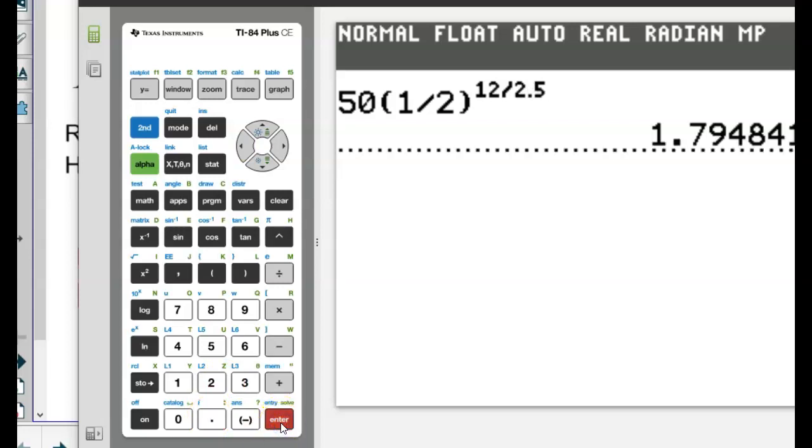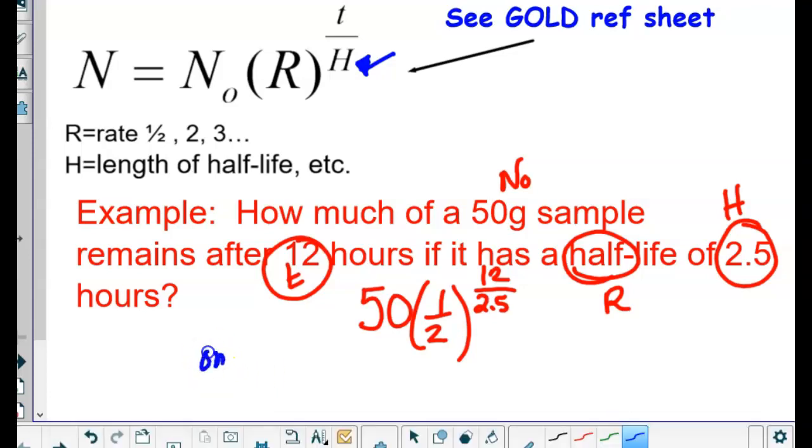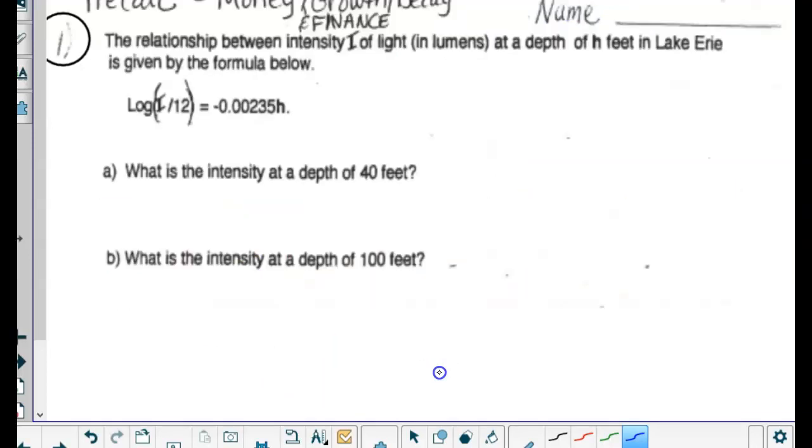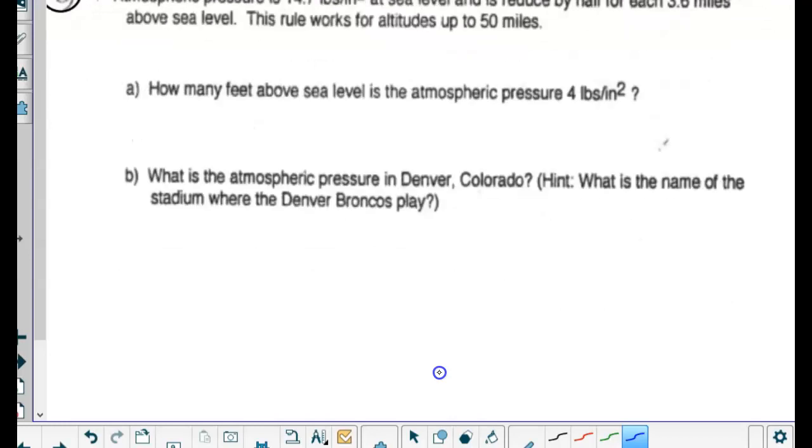Okay, so after these 12 hours, there's only roughly 1.8 grams of it left. Can you do this with other amounts, like quarter lives? Yeah, and then you just change the 1/2 to 1/4. It also works for doubling, guys. Just replace the R with a T.